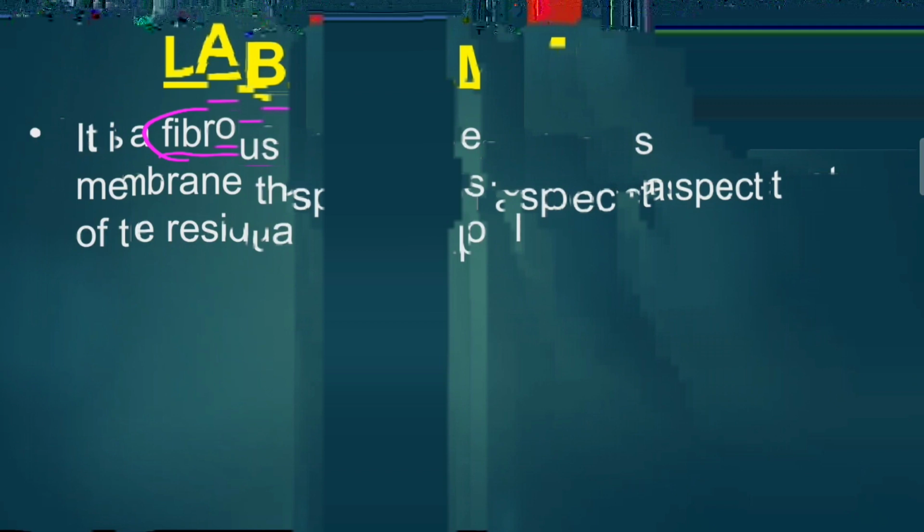Rugae. Rugae are the mucosal folds located in the anterior region of the palatal mucosa. As we can see in the diagram, this is a palate. These folds which are present here in anterior portion of the anterior region of the palate, these folds are called rugae.